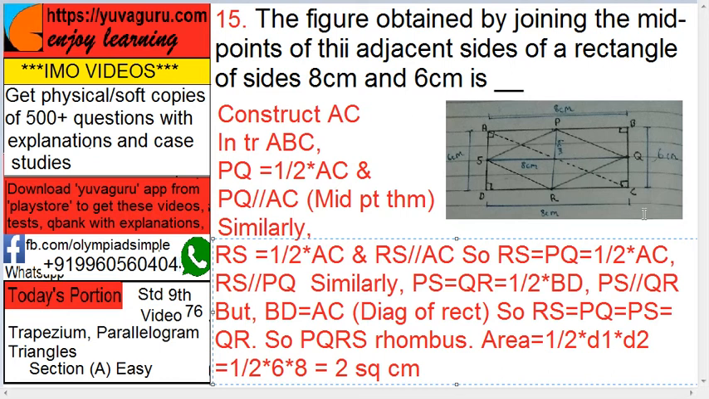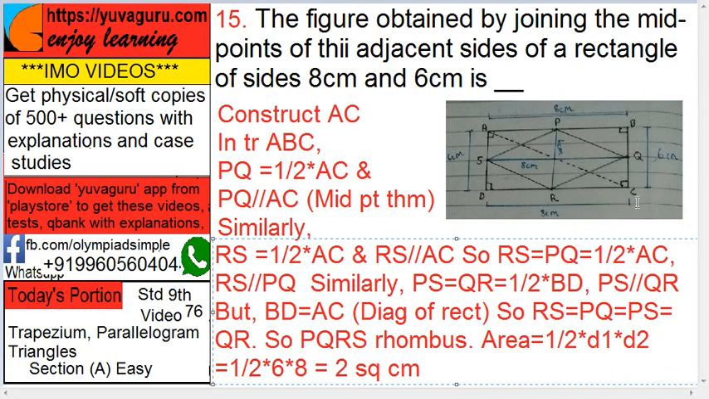Okay. Now in triangle ABC, what happens? P and Q are the midpoints of these sides. So PQ will be equal to half AC and PQ will be parallel to AC by the midpoint theorem of a triangle. Means the line joining the midpoints of any two sides of a triangle is parallel to the third side and half of the length of the third side. Similarly in triangle BDC, same logic. SR will be parallel to AC and SR will be half of AC.